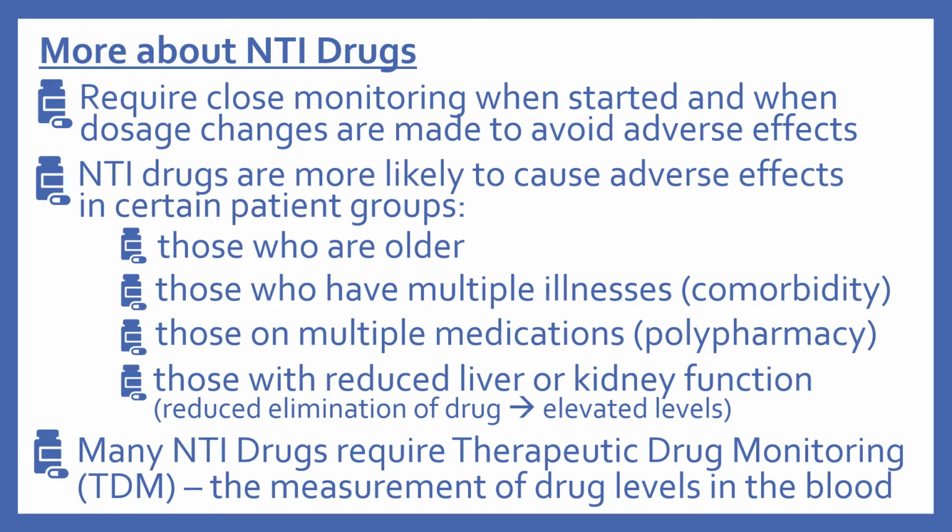And just a little bit more information about narrow therapeutic index drugs. These drugs require close monitoring when started and when dosage changes are made to avoid adverse effects. And narrow therapeutic index drugs are more likely to cause adverse effects in certain patient groups. Those who are older, those who have multiple illnesses, which is called comorbidity, those on multiple medications, this is known as polypharmacy, and those patients with reduced liver or kidney function. The reason for this is those are the ways the body eliminates drugs. So if there's reduced elimination of drug, you're going to have elevated levels in the body.